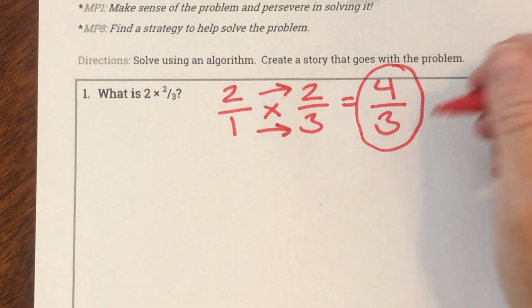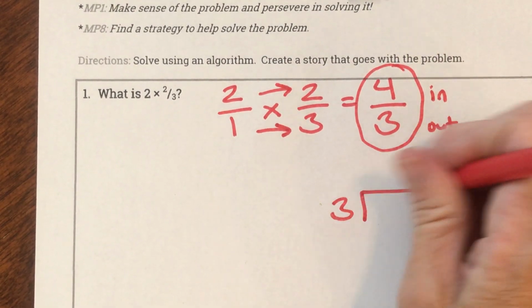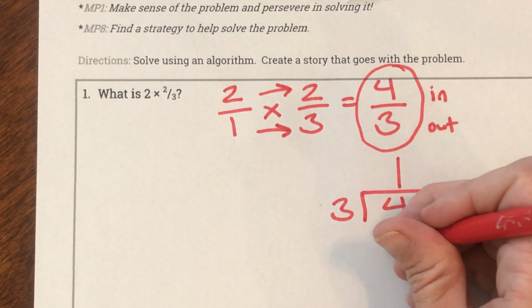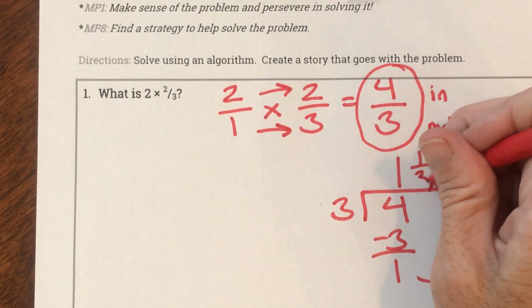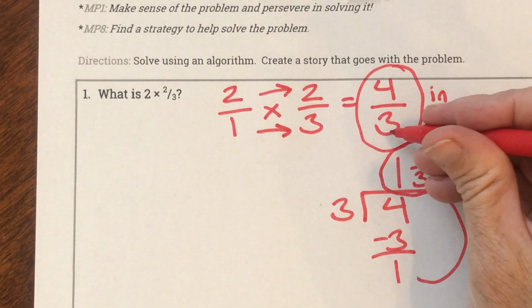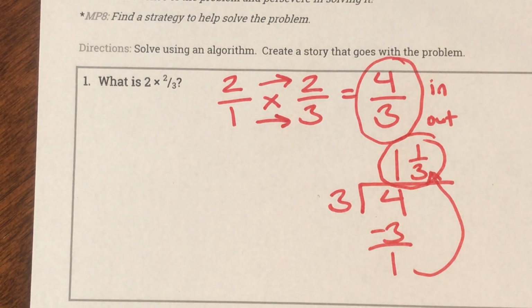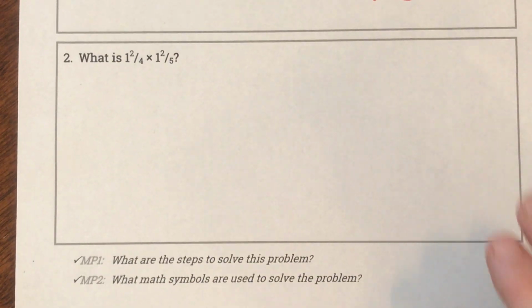But if I wanted to fix that because it's improper, I could use that in and out strategy and say 3 can go into 4 once. 1 times 3 is 3, and I get 1 and 1/3 because my denominator stays the same. So 4/3 is equivalent to 1 and 1/3. Okay, let's look at my next one.